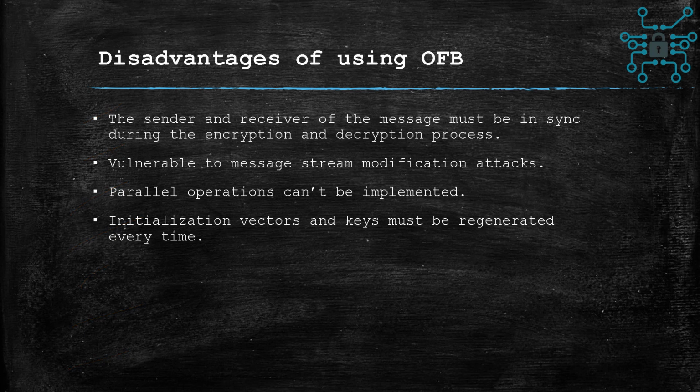Despite having the many advantages mentioned earlier, it also comes with its own set of disadvantages. The first being the fact that the sender and receiver of the message must be in sync during the encryption and decryption process, through access to the same IV and number of blocks of output, which makes the operation inconvenient. OFB is also vulnerable to message stream modification attacks. Also, parallel operations can't be implemented, and initialization vectors and keys must be regenerated every time. For a massive operation, this can prove to be inefficient.